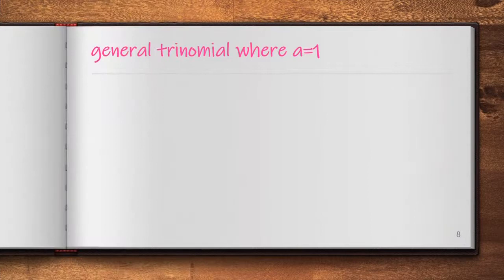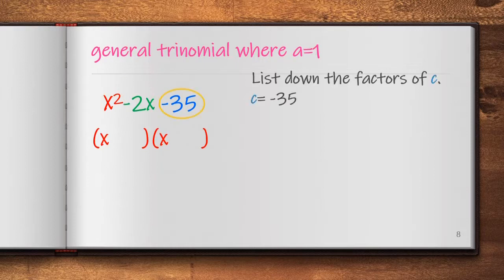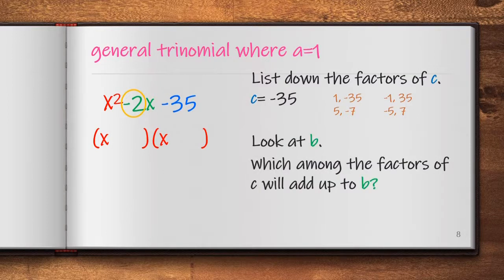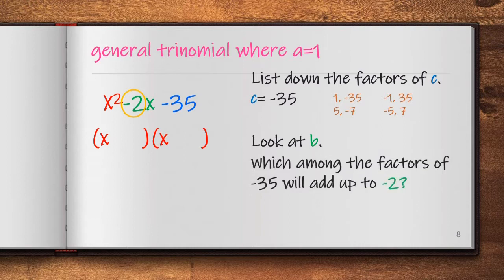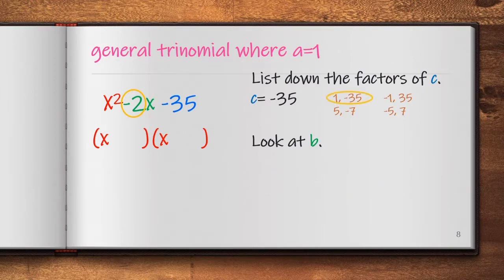Next example is again a general trinomial where a is equal to 1. So, x squared minus 2x minus 35. So, again, itong si x squared, ilalagay na natin agad na x times x. Then, let's look at c. We will list down the factors of negative 35. So, yan. Positive and negative yung kanyang factors dahil negative yung product. So, alin dyan sa mga factors na yan, ang pag pinag-plus mo, ang magiging sagot ay negative 2.